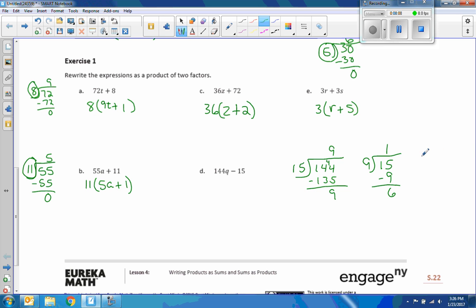Take my old 9. Now I'm going to divide it by my remainder. 1 times 6 is 6. Subtract and get 3. Finally, when I take that 3 and divide 6 by it, I get 2 times 3 is 6. Subtract and get 0. This is my greatest common factor. So I factor out a 3. 144 divided by 3: 3 goes into 14 4 times, 12, 24, 8 times 3 is 24. And 15 divided by 3 is 5. So it's 3 times 48 minus 5.